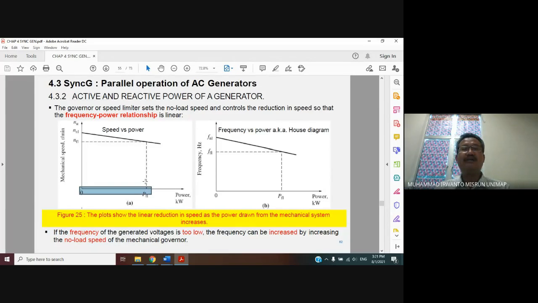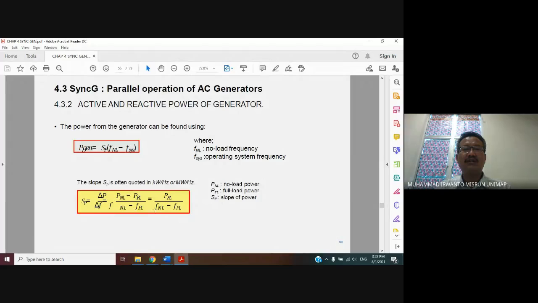Full load power, this one. And then delta F, the change of frequency or change of speed, is the different value of speed or frequency where the power changes from 0 to full load power. Because full load minus no load is 0, C is equal to full load power divided by no load frequency minus full load frequency.